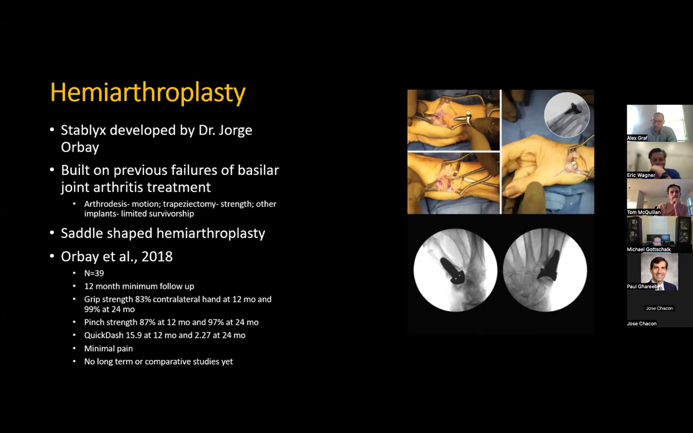And if it goes south, whether infection or implant fracture, or needs to be revised, it's hard to justify putting a patient through this when a trapeziectomy, or a trapeziectomy with a $20 fiber tape or suture suspension, performs just as well.